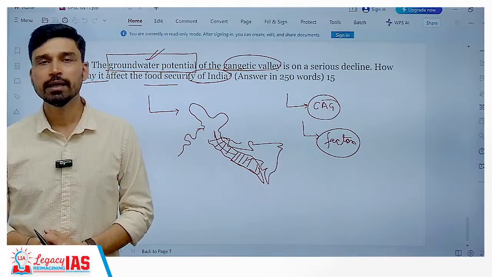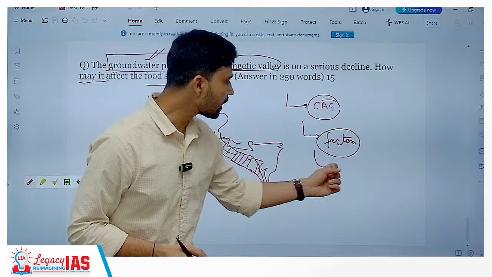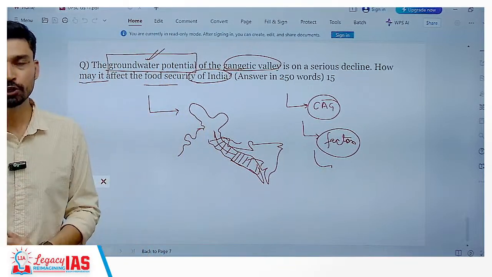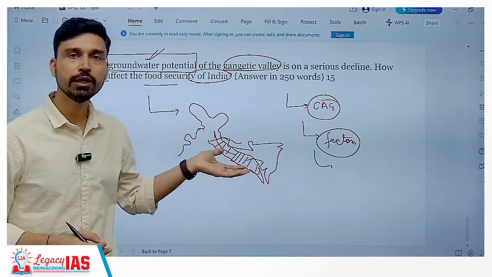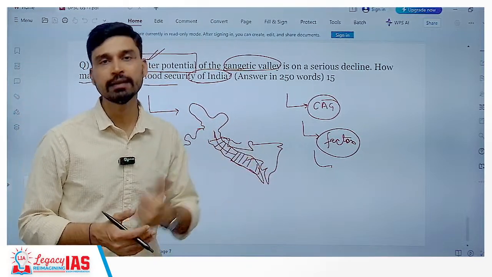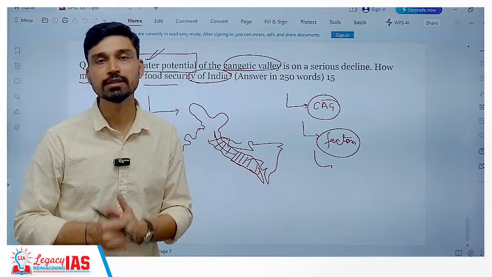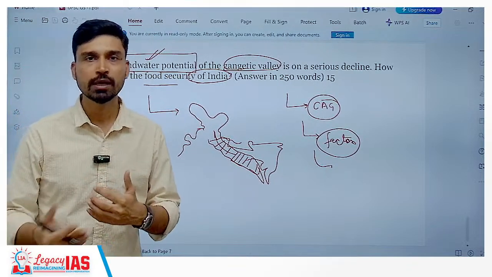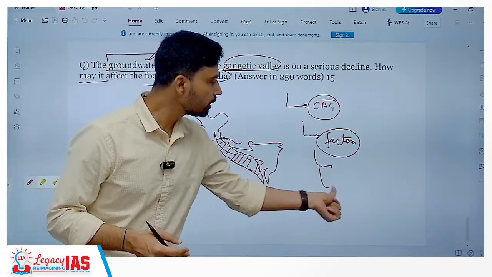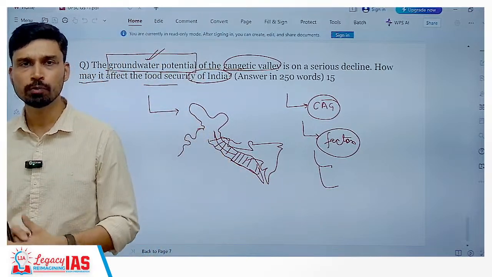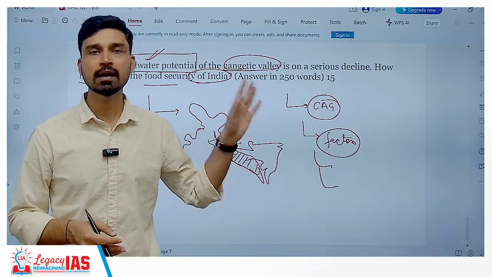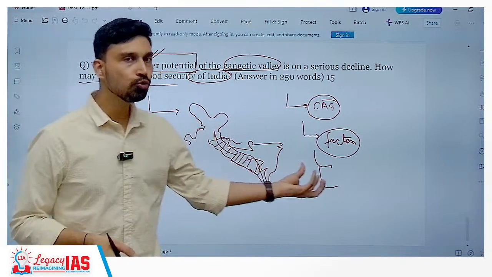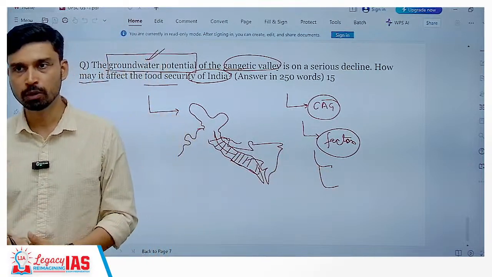So first can be increase in the groundwater extraction, mainly for irrigation purposes. Second, due to increase in population pressure, as this is the region which has one of the highest population densities in India, there is a high demand for water for drinking purposes, for household purposes. And then third, you could have written about the demand in the industrial sector also, because a lot of water intensive industries are situated here, such as leather industry, paper and pulp industry, and they also use a huge amount of groundwater here.